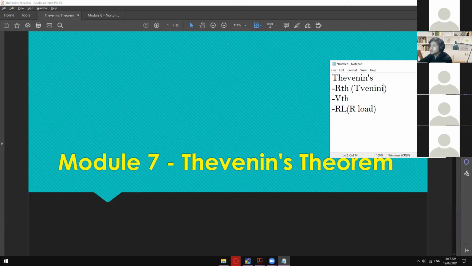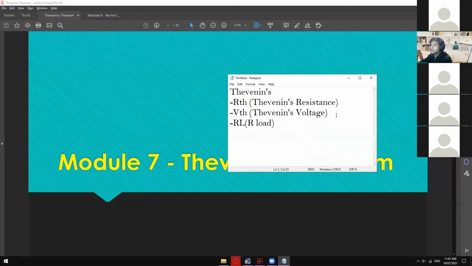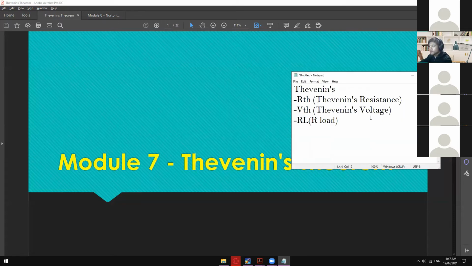Thevenin's resistance. Let me just make this one bigger. And then Thevenin's voltage. Those are the things that you guys need to find when it comes to Thevenin's theorem. This one is quite similar to Norton's theorem.